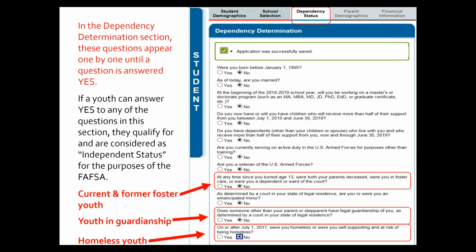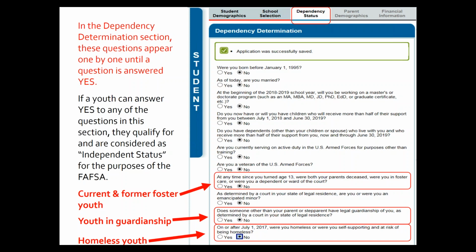If the student answers no to that question, then it comes to the guardianship question. Does someone other than your parents or step-parents have legal guardianship of you as determined by the court of the state? And this needs to be determined by the court. There's some students that have brought letters indicating that my parent gave the rights to my aunt, but it was not determined by the court. So this is important to make note that if it was not by the court, the student cannot answer yes to this question. And then it comes the homeless youth question.